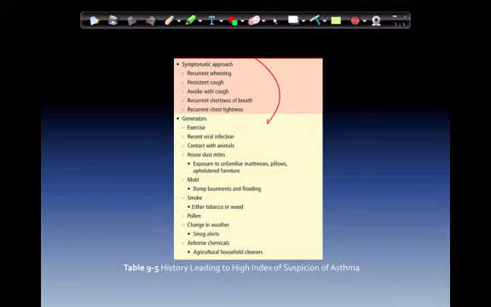Generators: did exercise cause this? Recent viral infection, contact with animals, house dust mites. All of these are allergy related, environment related, or exposure related, like I exposed myself to cold weather and exercise and I had a bronchospasm. Exposure to unfamiliar mattresses, pillows, upholstery and furniture, mold, smoke, pollen, changes in weather, and airborne chemicals. All of these would be the generators of the actual bronchospasm, and the earlier list would be a symptomatic approach. So if they have these symptoms frequently, it would increase your suspicion.